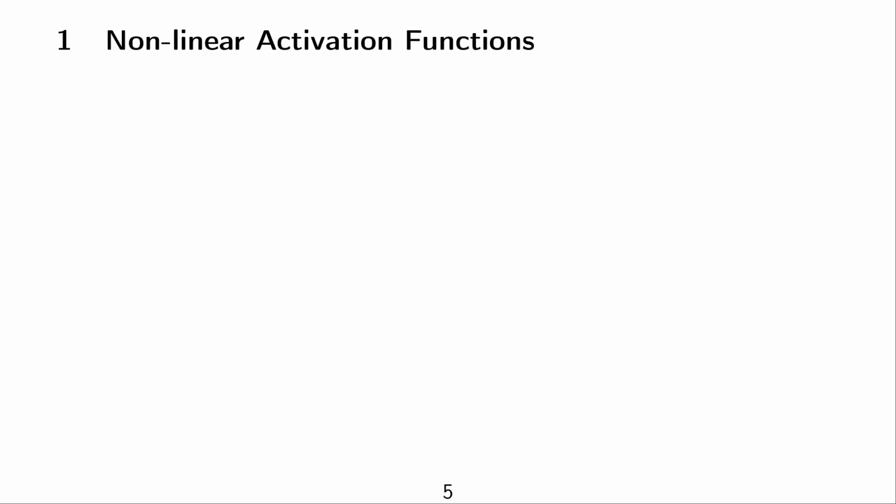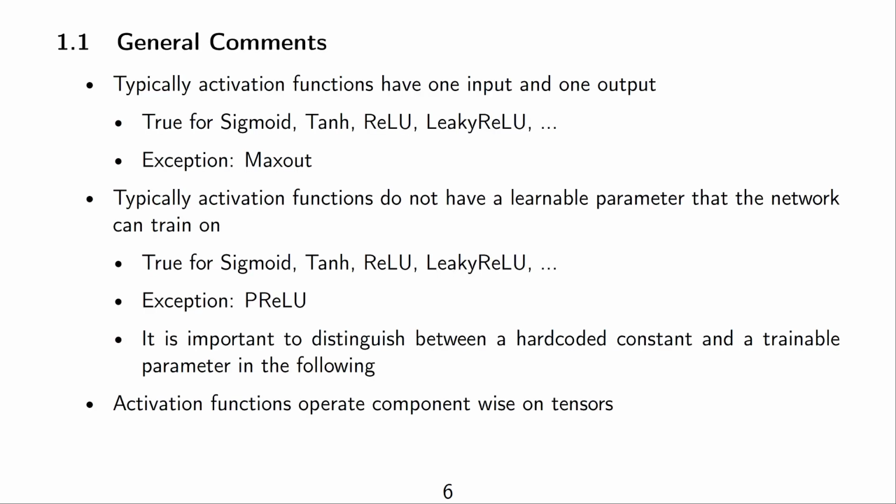In this lecture, we are going to discuss activation functions that can be used as building blocks / layers in neural networks. Some general comments about activation functions. Typically, activation functions have one input and one output. That is true for popular activation functions such as Sigmoid, Tanh, ReLU, Leaky ReLU, and there's one notable exception, Maxout.